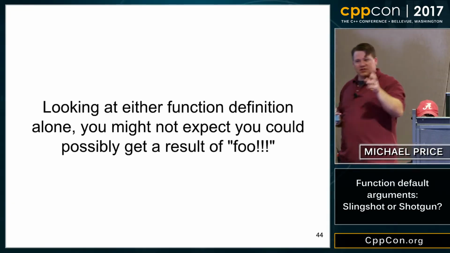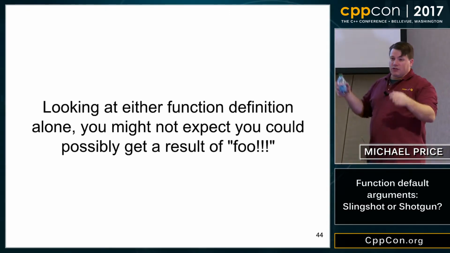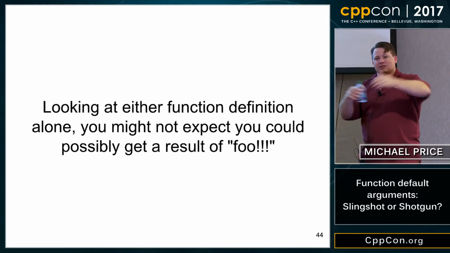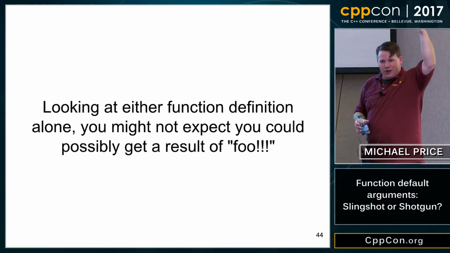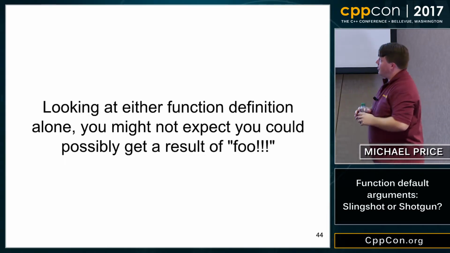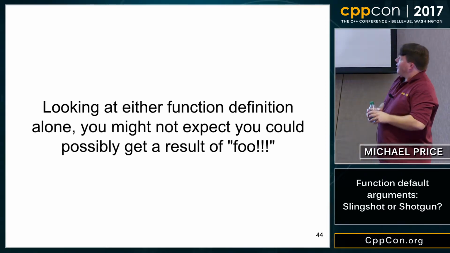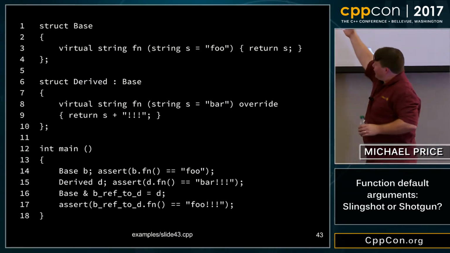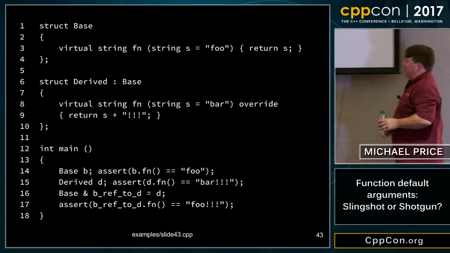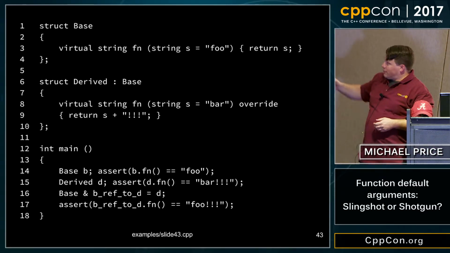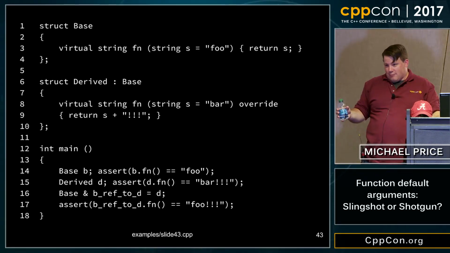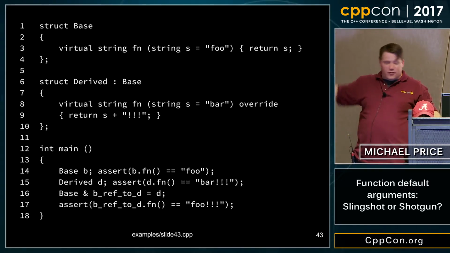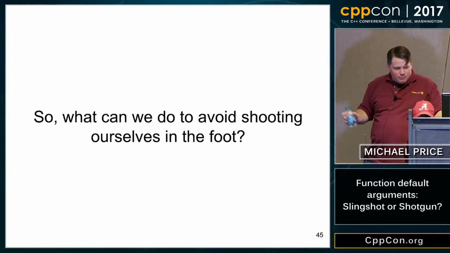But if I'm looking at either one of these function definitions alone, keep in mind this is a contrived example. Most of the time, these things are going to be separated by different files and hundreds and hundreds of lines of code. You're not going to be able to see them together in the same context. So if I'm looking at either function alone, you're like, how did I get foo bang, bang, bang? I mean, it says bar bang, bang, bang. I should concatenate those. So that's a problem. How might we fix that? I want bar bang, bang, bang for that last one. What can we do?